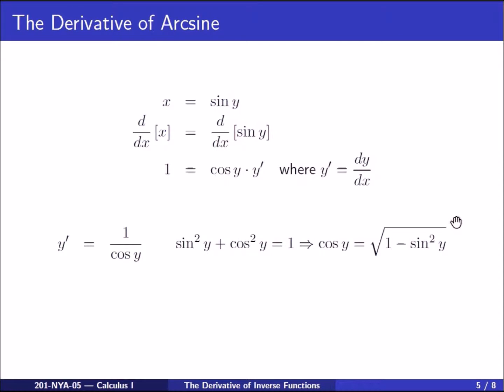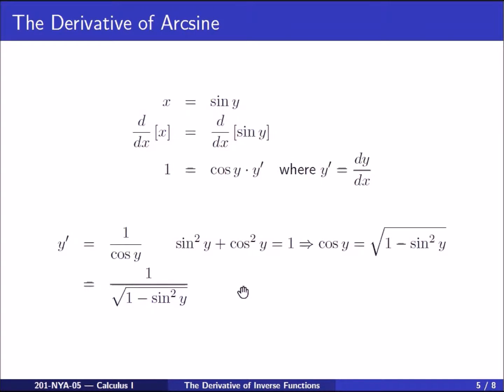Now you may say, well, hang on, if I solve for cosine squared, there would be two solutions, plus or minus the square root. But the cosine here is positive because the angles y we are looking for are between minus pi over 2 and pi over 2, and it happens that the cosine is positive for those angles. So it is legitimate to just use the positive square root here. So we get that the derivative is 1 over the square root of 1 minus sine squared of y.